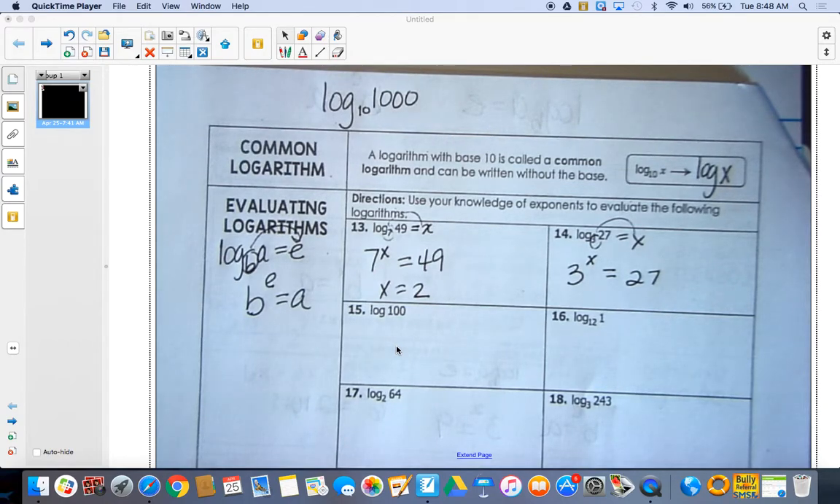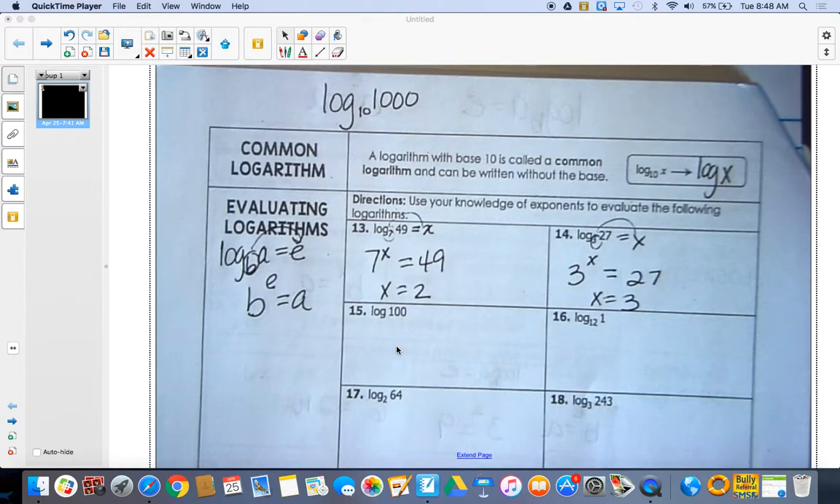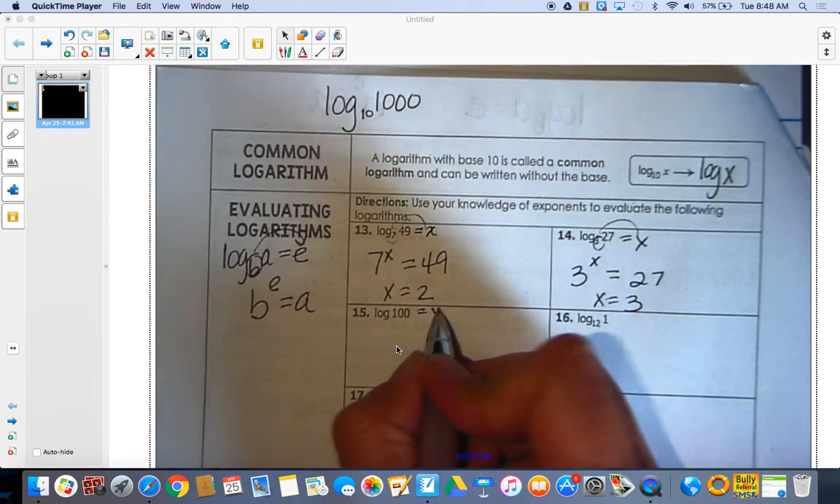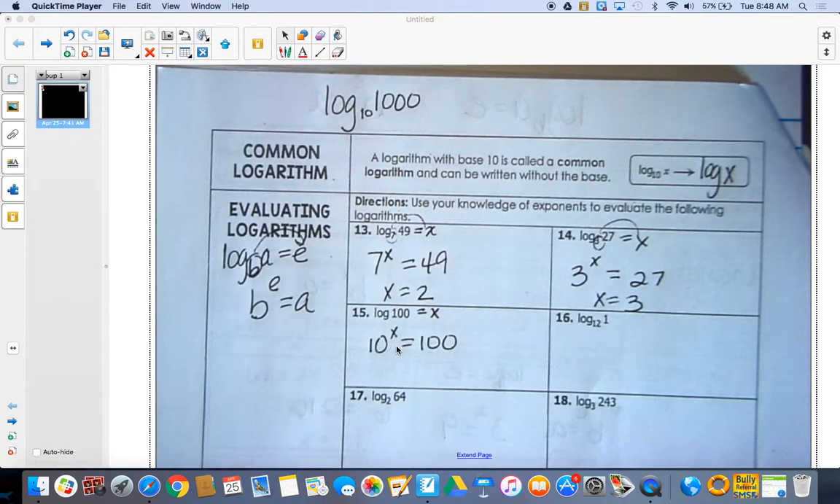So how many 3's give you 27? 3. So it equals 3. So now look at log 100. What's our base there? 10. So we have 10 to the x equals 100. So x will equal what? 2.